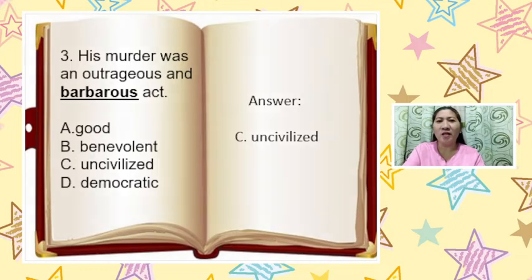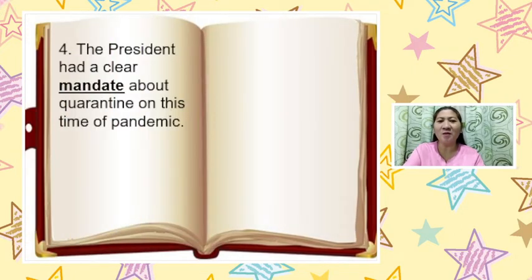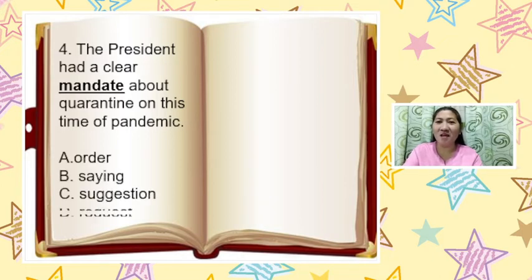Number 4. The president had a clear mandate about quarantine in this time of pandemic. Mandate. Is it A, order, B, saying, C, suggestion, or D, request? It's letter A, order.